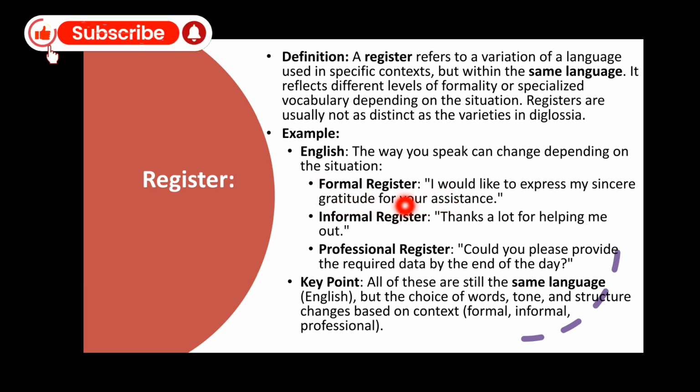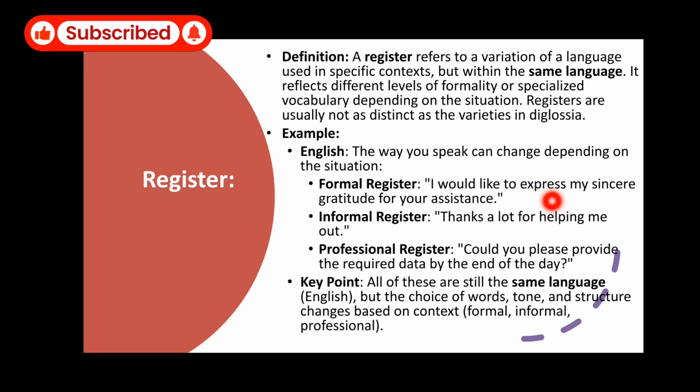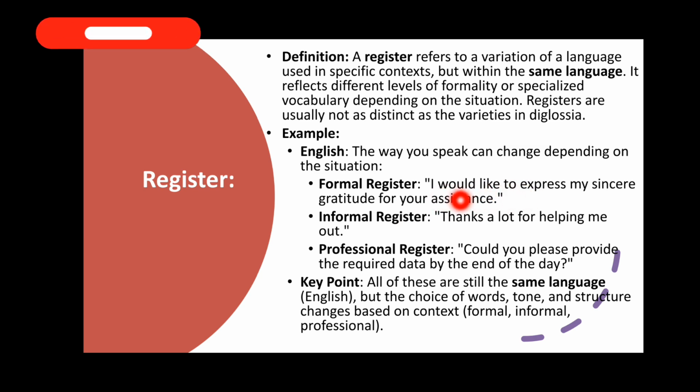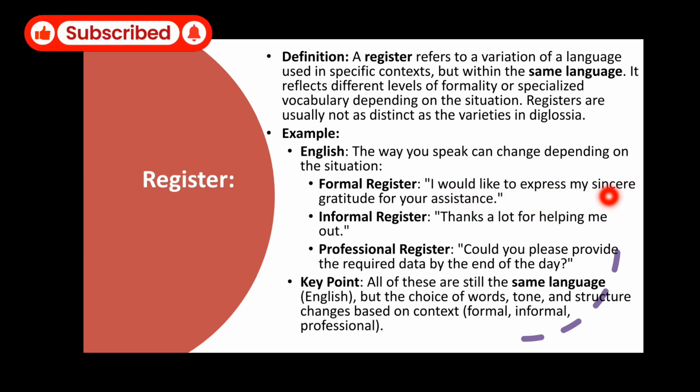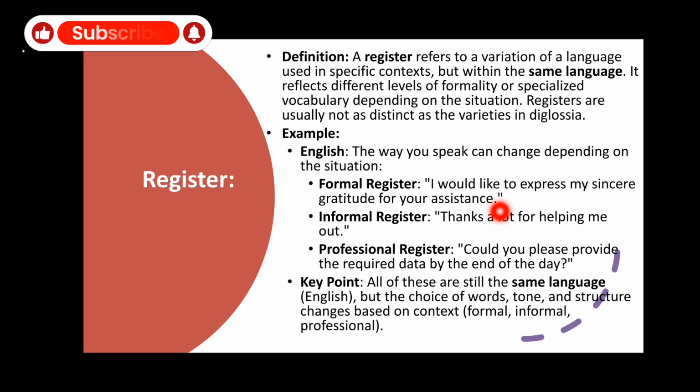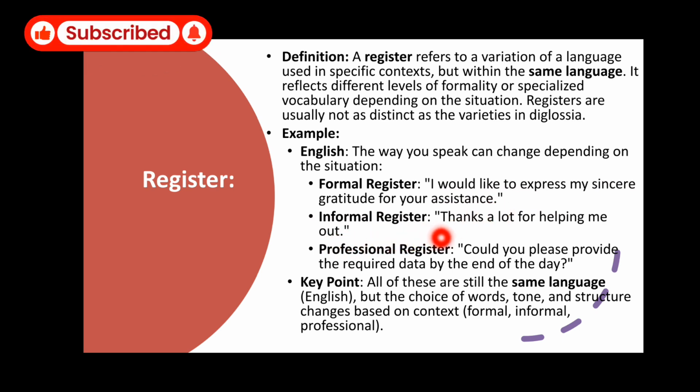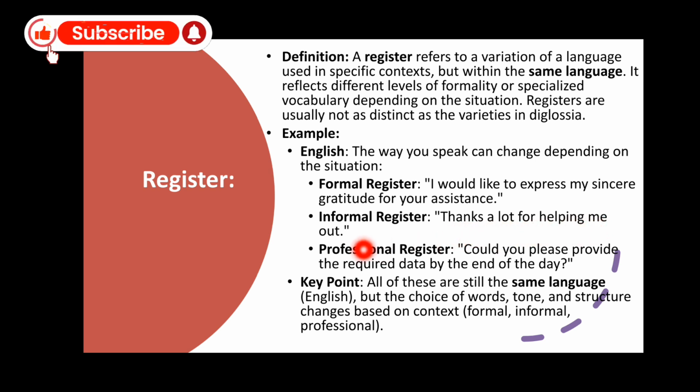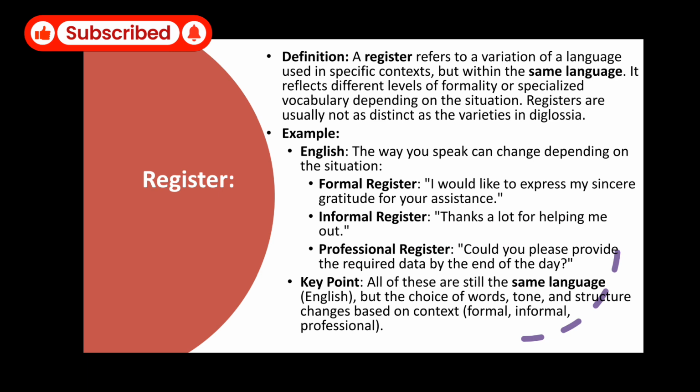Formal register. For example, I would like to express my sincere gratitude for your assistance. That will be formal, because you are using, see the choice of words, the style of your writing, see the tone. I would like to express my sincere gratitude for your assistance. An informal register will be, thanks a lot for helping me out. So you are telling your friend, thanks a lot for helping me out. And you are telling someone, might be your teacher, your boss, your manager, that I would like to express my sincere gratitude for your assistance.